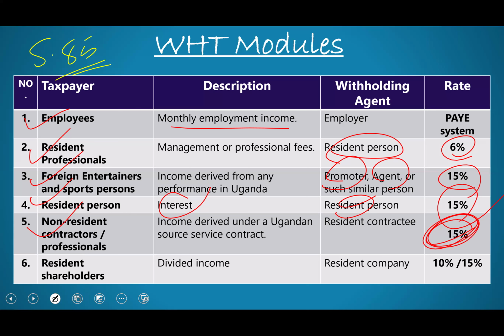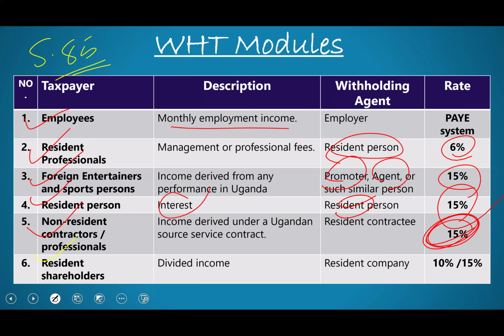So if you're paying them, let's say 1 million, deduct 150,000 from the 1 million, and then you pay the balance. The 150 is the final tax. This Kenyan does not pay any other tax in Uganda. So these are what we call the Ugandan source service contracts. Then we have those receiving dividends.